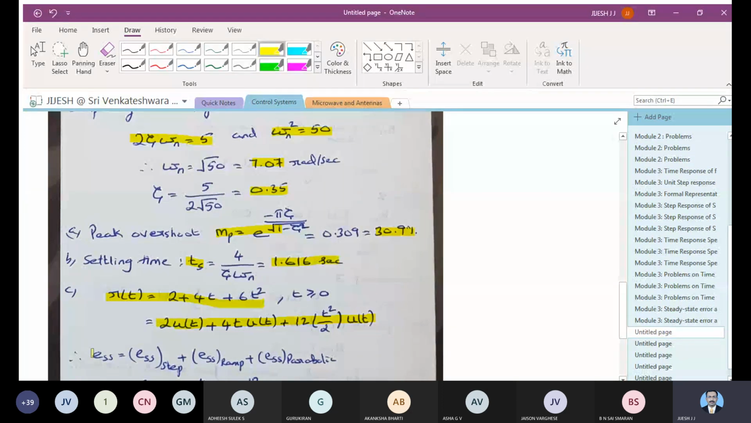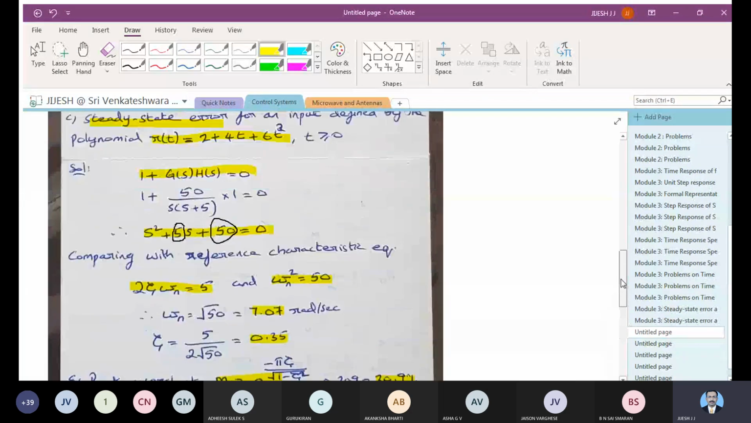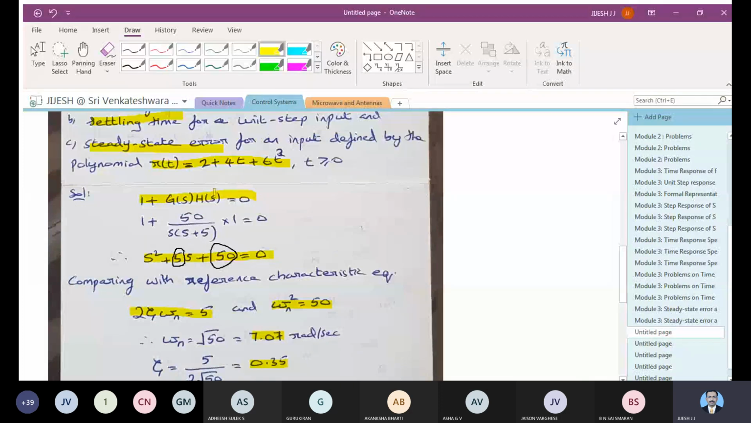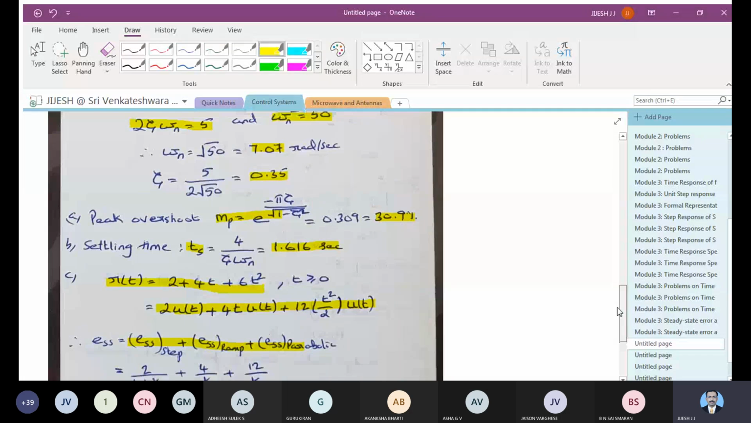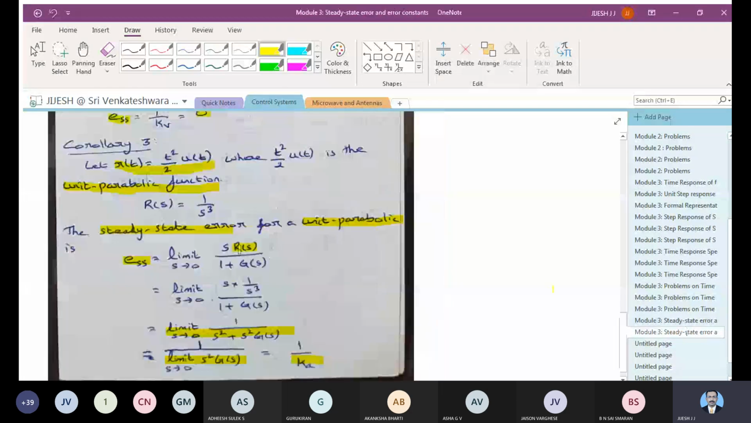So ESS, that is the cumulative error, that you can say that the steady state error of an input with this polynomial, this is a combination of all these errors put together, that is combination of step function, ramp function, and parabolic function. So when you go with ESS, you have to use these three together. So what is the ESS equation for step function? Let me go back to brief you on those things.